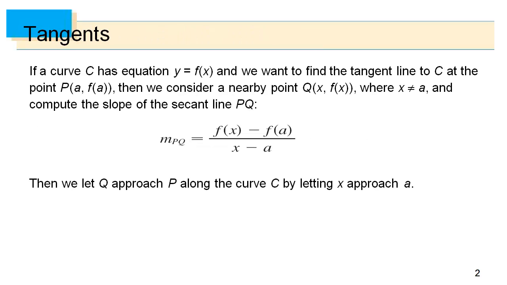So if we have a curve C that has some equation y equals f(x), just a standard old function curve, doesn't matter what it is, and we want to find the tangent line to that curve at some point, you can call it point A, and then of course the y coordinate would be f(a). Then we consider a point really close to it. We call that point Q, and just let it be an arbitrary (x, f(x)), and obviously we have to let x not be equal to a. And we can compute the slope of the secant line very easily by doing change in y over change in x. We do (f(x) minus f(a)) over (x minus a).